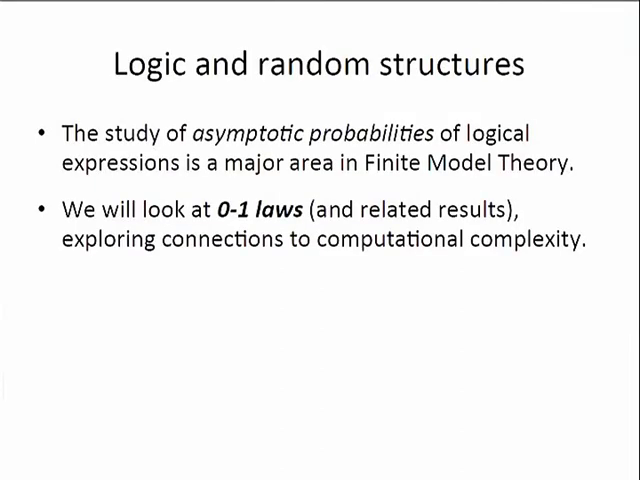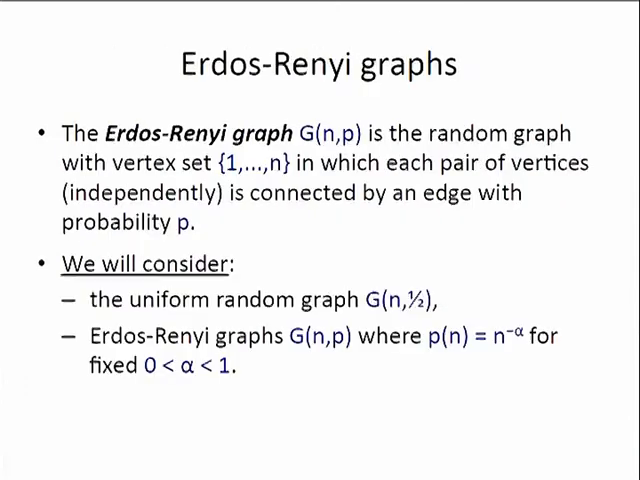Okay, that concludes what I wanted to say about Ehrenfeucht-Fraïssé games. Now I'll move on to the main part of the talk, which will be about logic and random structures, so 0-1 laws in particular. The study of asymptotic properties of logical expressions is one major area in finite model theory. Here I'll give a proof of the classic 0-1 law, and then I'll mention some connections to computational complexity.